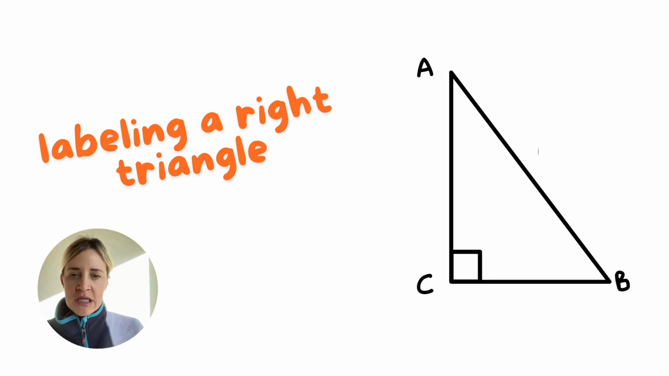We generally name the angles with capital letters. So our right angle, the 90-degree angle, is the angle C, 90 degrees. That's the measure of the opening. And then the other angles would be angle A and angle B.